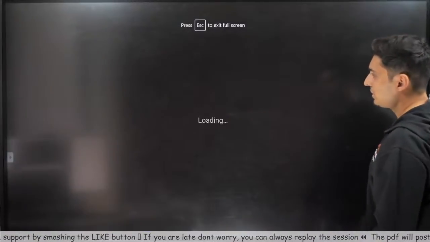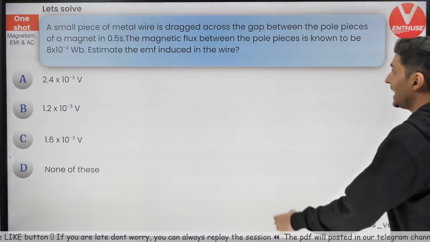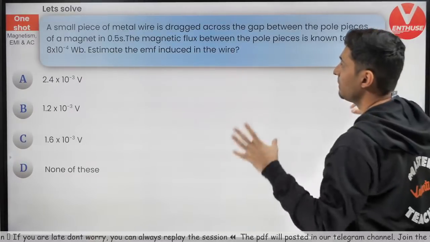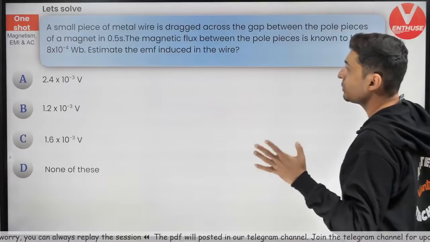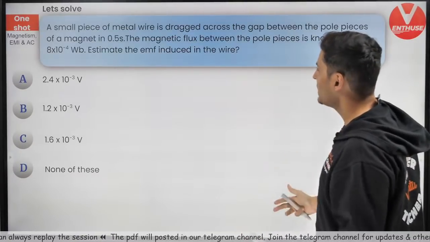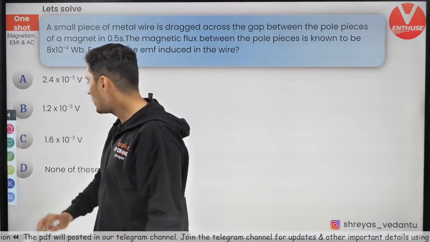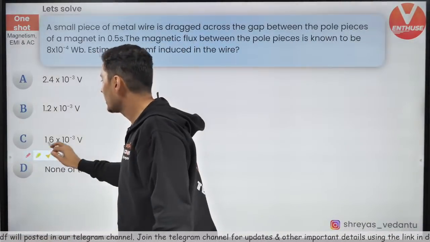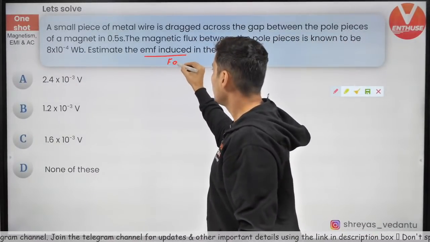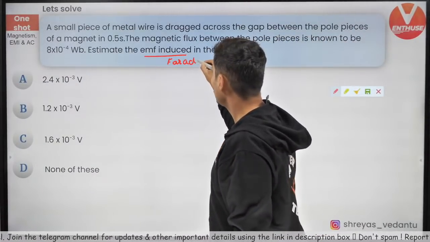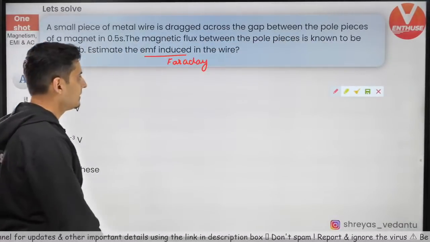Cool. Let's see if we can solve this question. A small piece of metal wire is dragged across the gap between the pole pieces of a magnet in 0.5 seconds. The flux between the pole pieces is known to be this much. Estimate the EMF induced in the wire. Okay. Where do we start? Estimate the EMF induced. The moment you see EMF induced, think of Faraday. Yes, you have to think of Faraday's law.